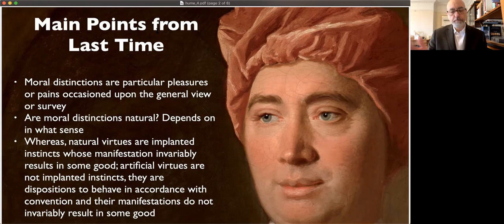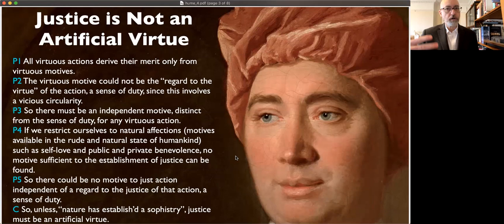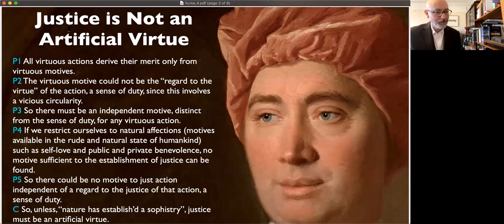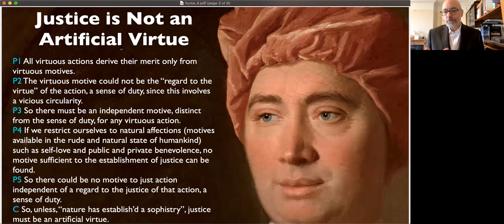But today we're going to look at this negative argument. We're going to look at why Hume thinks justice could not be a natural virtue. Wow, I've got the title really wrong. Justice is not an artificial virtue. Should read: justice not a natural virtue. My apologies. So let's begin with the negative case. Why does Hume deny that justice is a natural virtue?